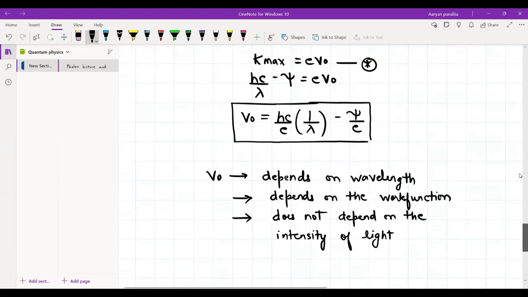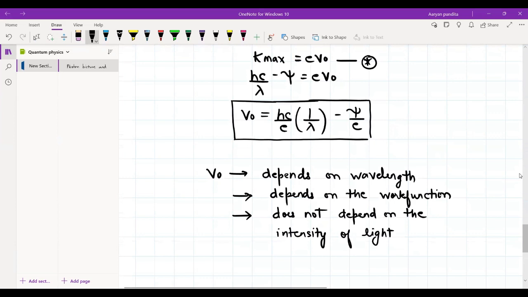As you can see, the stopping potential does not depend on the intensity of light. The stopping potential is related to the maximum kinetic energy, and therefore we can conclusively say that even the kinetic energy does not depend on the intensity of light. This is the point where the wave nature of light cannot explain this. According to the wave nature of light, the maximum kinetic energy should depend on the intensity of light.